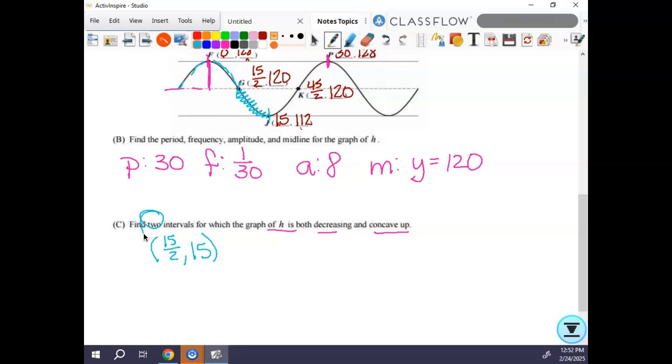The next time this function is decreasing and concave up is right here. And I don't have ordered pairs there, but I should be able to figure them out very easily. I know for this one, at least my y value is 120. Not that that helps me any. And I know that this y value is 112. So notice from maximum to maximum is 1 cycle, but minimum to minimum is 1 cycle also, right? If I start here and I draw this, when I get here, I'd start over again. So from here to here is also 1 cycle. And the period is what?